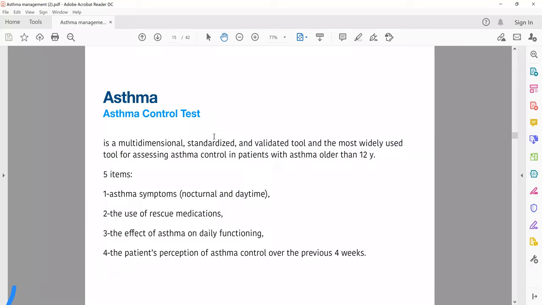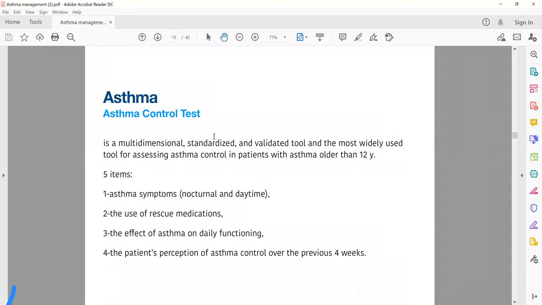Now, in control, there is a variety of tests that measure asthma control, but this is the most common one. It's a multidimensional standardized asthma control test, and it's the one used here by the Ministry of Health in Saudi Arabia. There are two types, one for adults and one for children. The one for adults consists of 5 items: asthma symptoms, and use of rescue medication.